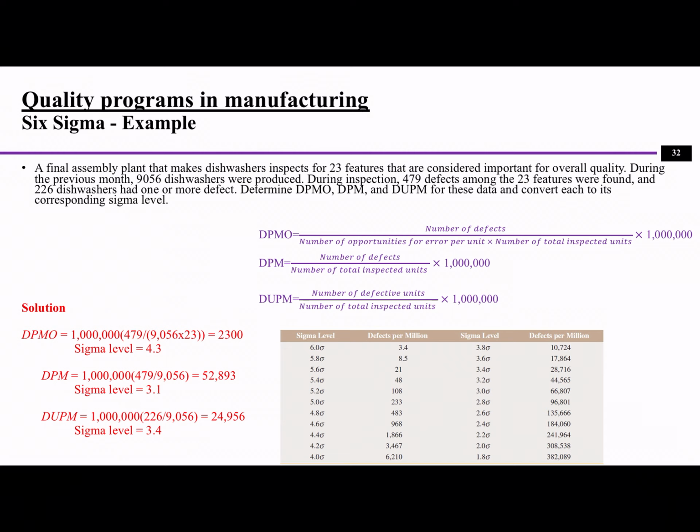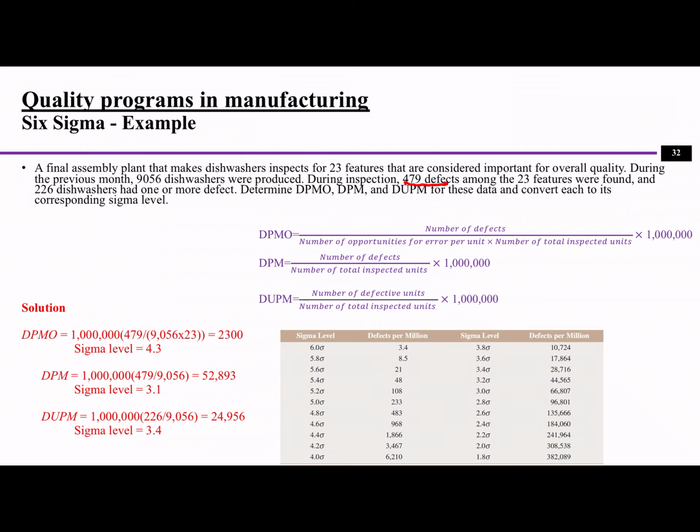Sigma level. Remember, we have this table. This table helps us find out the corresponding sigma level. Okay. All right, we have the equation that we talked about. Let's first look at the defects per million opportunities, because now let's look at how many defects in total we have. We have 479 defects, right?